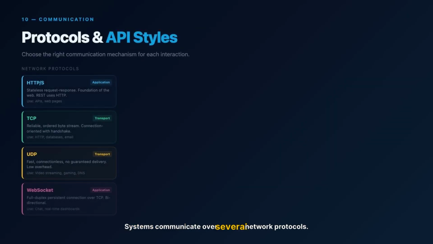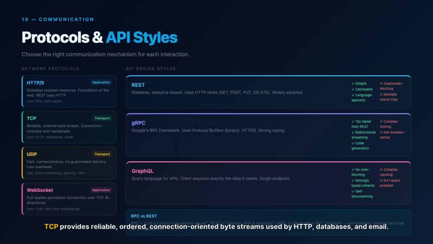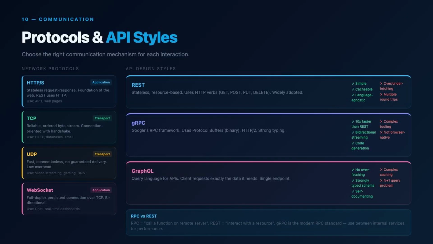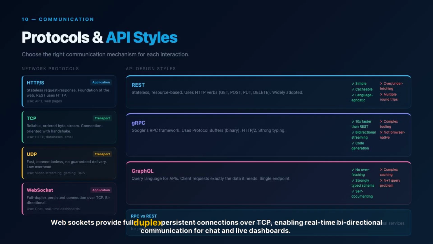Systems communicate over several network protocols. TCP provides reliable, ordered, connection-oriented byte streams used by HTTP, databases, and email. UDP is connectionless, fast, and best effort, used by video streaming, gaming, and DNS queries, where speed matters more than reliability. WebSockets provide full duplex persistent connections over TCP, enabling real-time bidirectional communication for chat and live dashboards.